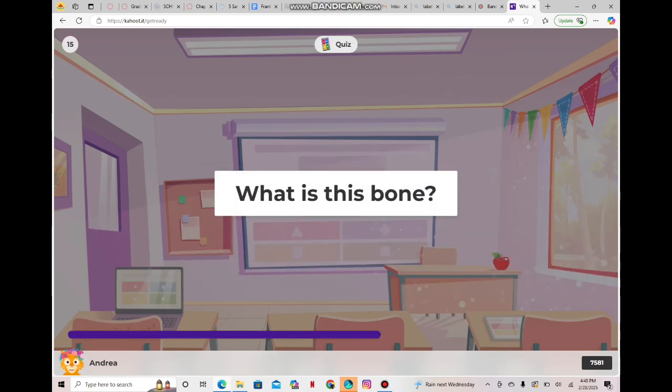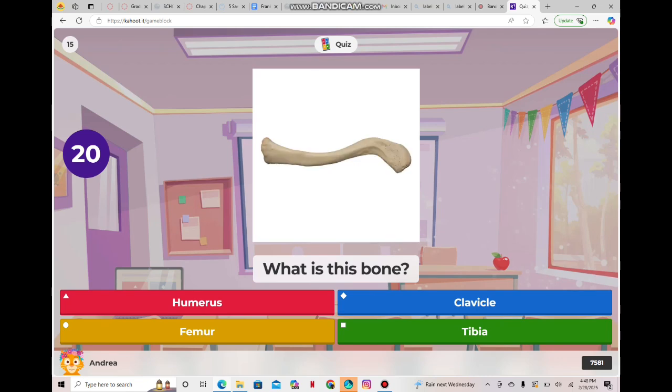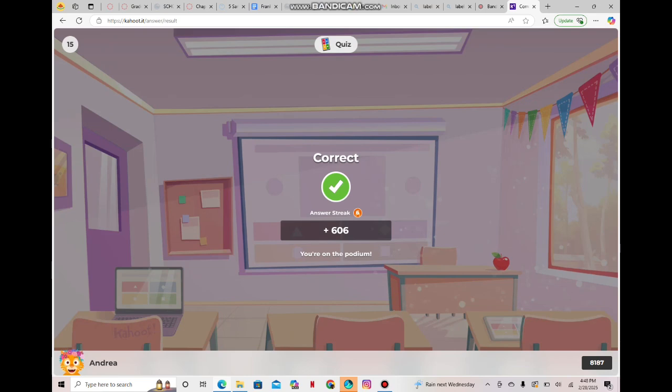Two more questions left. What is this bone? This one is the clavicle, and it is also known as the collarbone. The humerus is the upper limb, tibia and femur are lower limbs, so this would be the only one that would make sense. Clavicle slash collarbone. And it is very close to the scapula, and that's why it is included in this Kahoot.